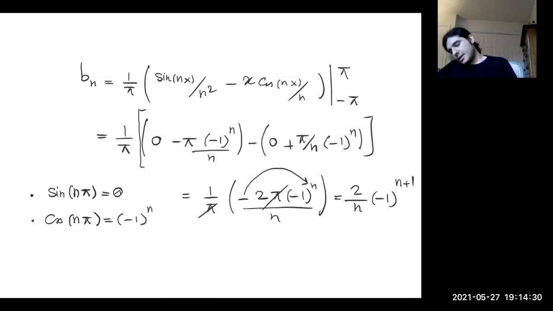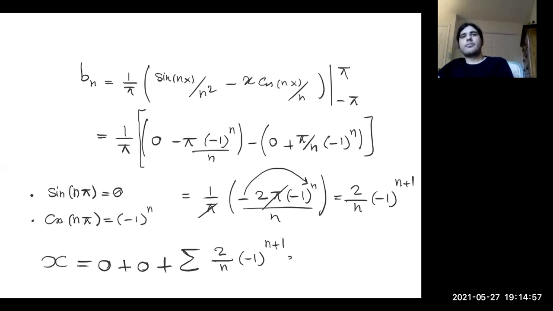So that's the coefficient. If you write x as that sum, a naught, the first term would be 0. The coefficients of cosine nx would also be 0. The only non-zero parts are related to sine of nx. So we would get the sum of bn sine of nx, which is 2 over n minus 1 to the n plus 1 sine of nx, from 1 to infinity. So that would be the Fourier series of x. Is there any question?